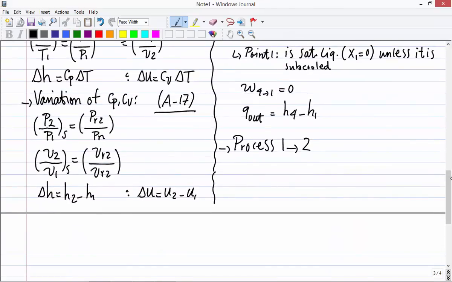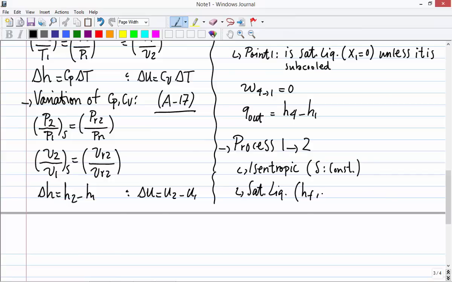then I assumed it's an isentropic process. Isentropic, right? S is constant, entropy is constant, and all properties would be at the saturated liquid. Therefore, we use like HF, or we use like VF, or T is at saturation, or P is at saturation.